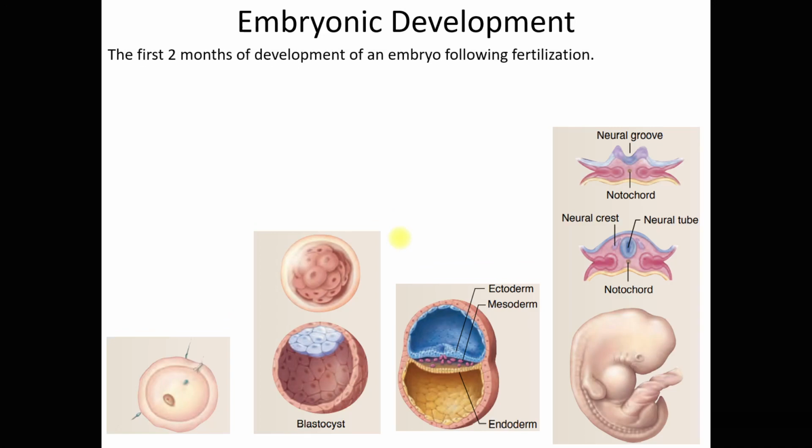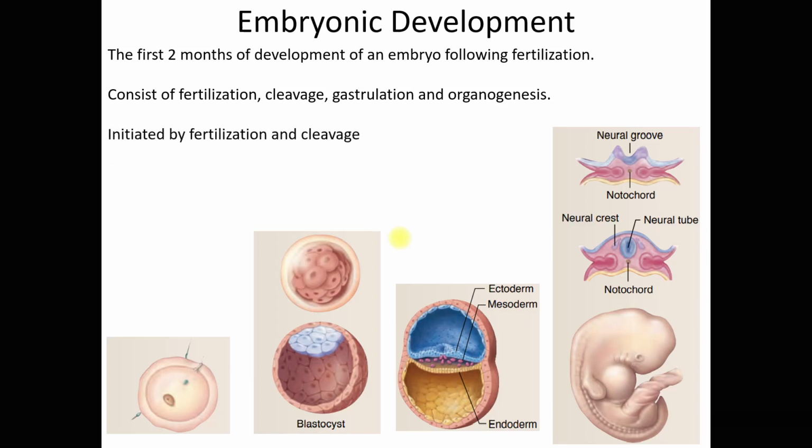So embryogenesis is the first 2 months of development of an embryo following fertilization. After fertilization, the embryogenesis kicks in or starts. So this embryogenesis takes around 2 months. It consists of fertilization, cleavage, gastrulation, and organogenesis. So for today's lesson, we will be discussing cleavage and gastrulation. Embryonic development or embryogenesis is initiated by fertilization and cleavage.